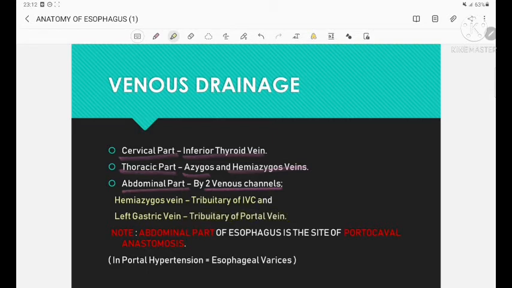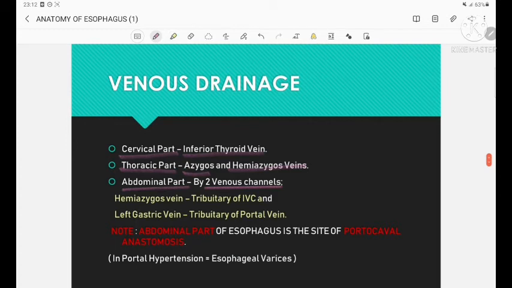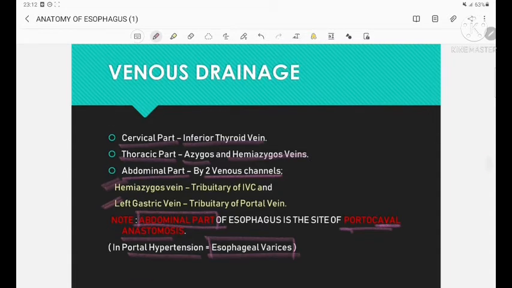So this abdominal part of esophagus is the site of portocaval anastomosis. The portal part is the left gastric vein coming from the portal vein, and the caval part is the hemiazygos vein from the IVC, inferior vena cava. So in case of portal hypertension, the esophageal varices are seen in the abdominal part of esophagus.